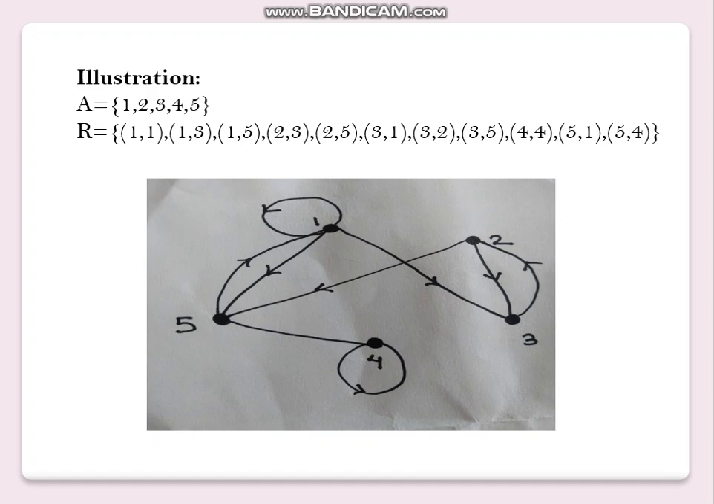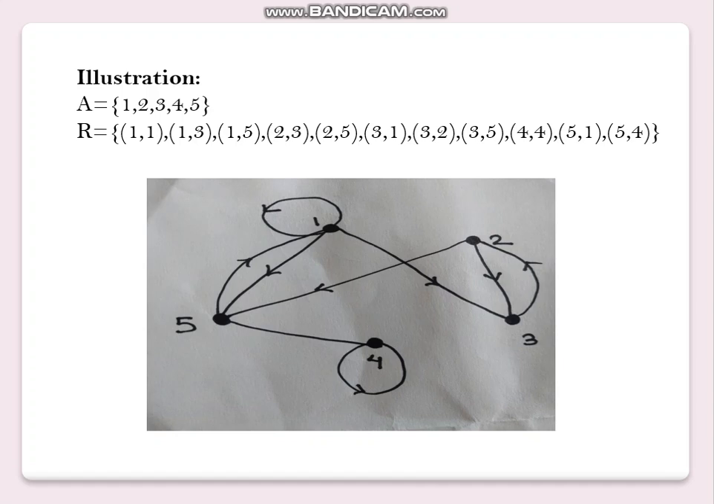Then we have (2, 3), an edge from 2 to 3. Then (2, 5), (3, 1), (3, 2), (3, 5). At 4, 4 we have a loop. Then (5, 1), that means an edge from 5 to 1, and (5, 4). So even if the relation is not given and you are just given the digraph of the relation R, you will be able to write the relation in the form of ordered pairs by looking at the digraph itself.